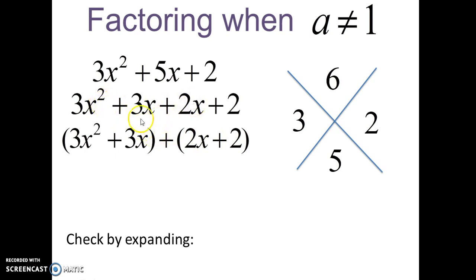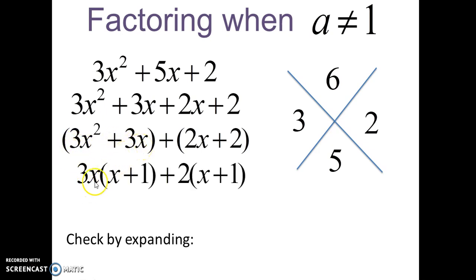Again, nothing has really changed. We're just writing it in different forms. All right, and now the next step is to factor out a GCF from each of those. From this one, I can see there's a 3 and x that can come out. If I factor out 3x here, I get x plus 1, because 3x times that and 3x times 1 is that. And from this parenthesis, we can factor out a 2. So I factor out a 2, and now we have 2 times x plus 1.